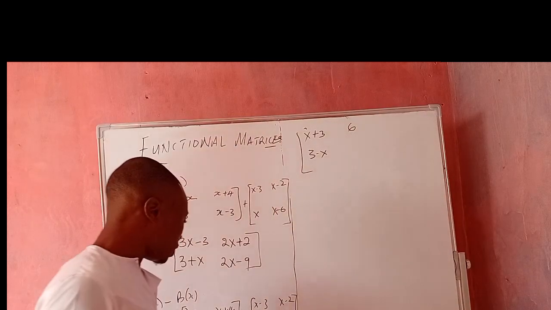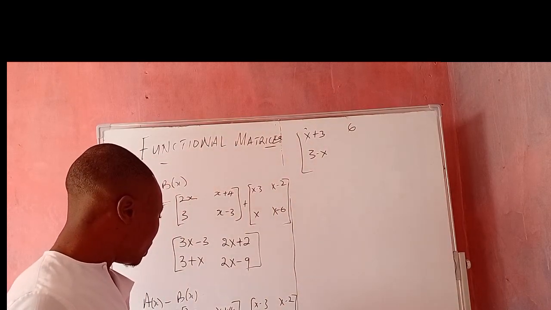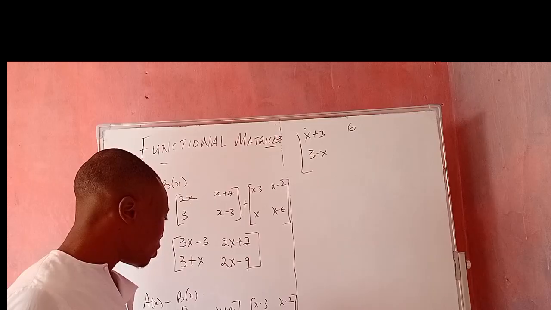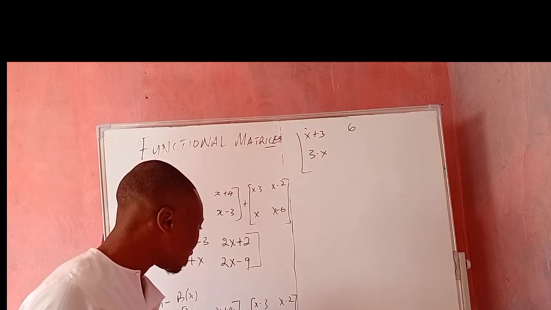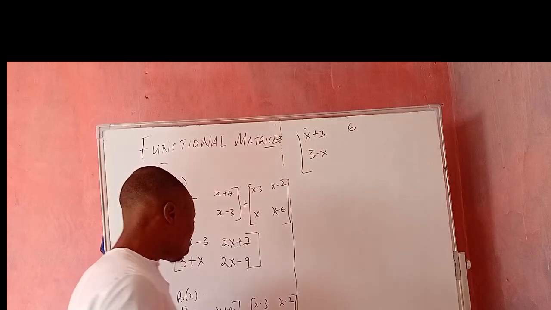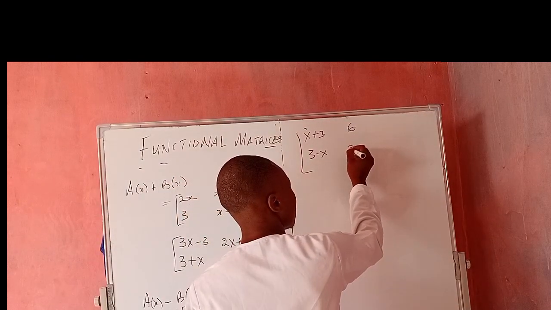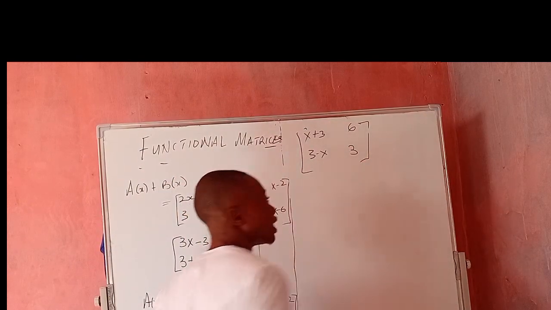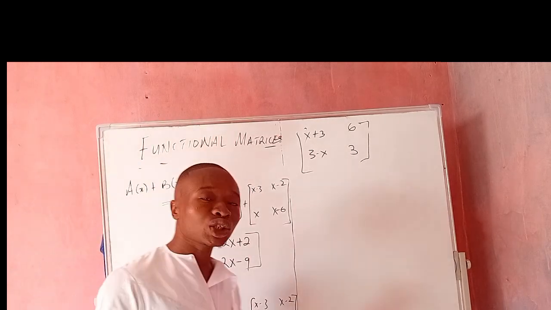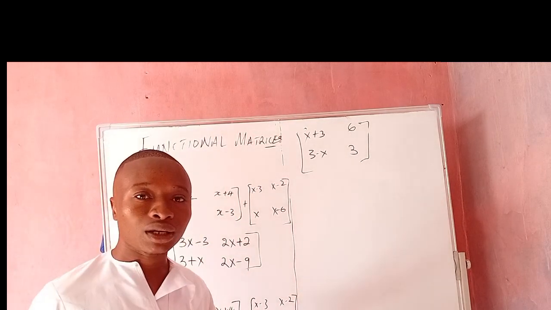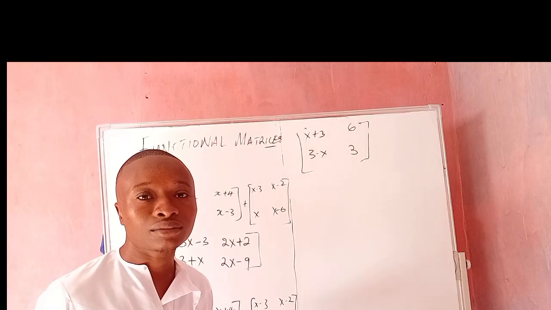This gives us 6. Then we come here again. X minus x is 0. Minus 3, minus times minus is plus. So minus 3 plus 6 gives us what? Positive 3. So that is the answer for what? Ax minus bx. So in case you want to find a determinant, you follow the normal matrix determinant method.